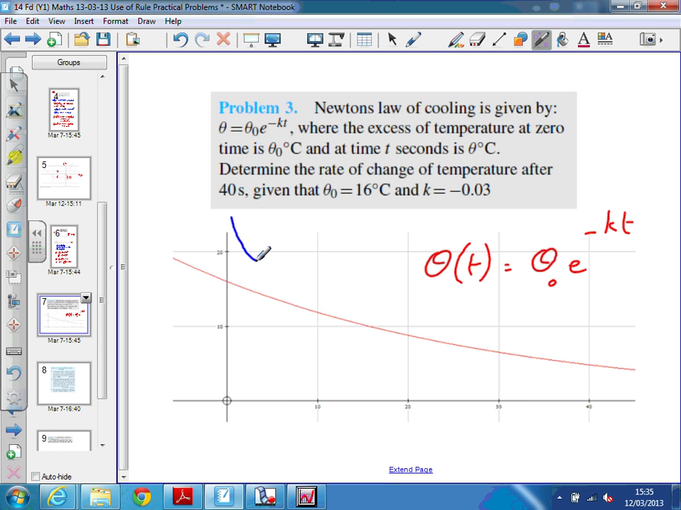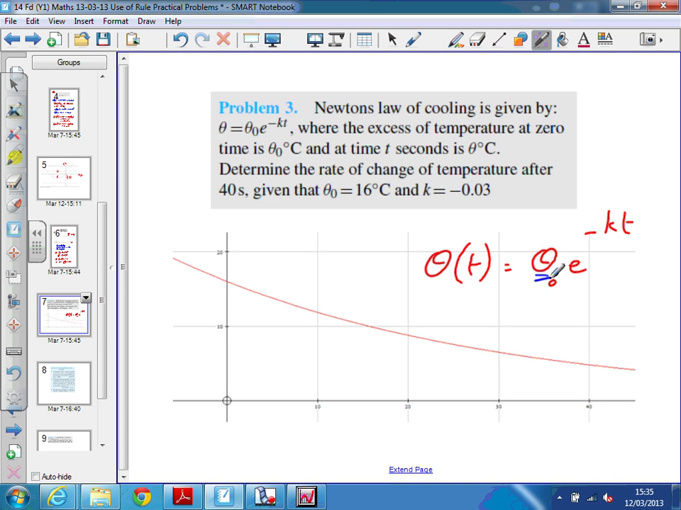And that's a classic exponential change. So that's why the function looks like that. So that's the first thing I want to point out. If we look at this function, theta 0 means the temperature at 0. And as I've already pointed out, that's this point. So if you ever want to sketch an exponential graph, that's always where it cuts the y-axis.